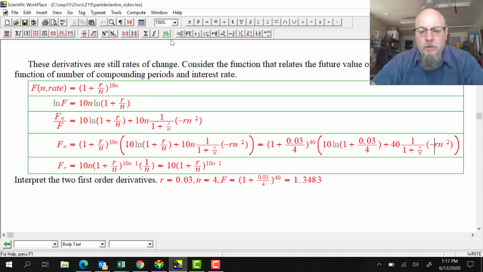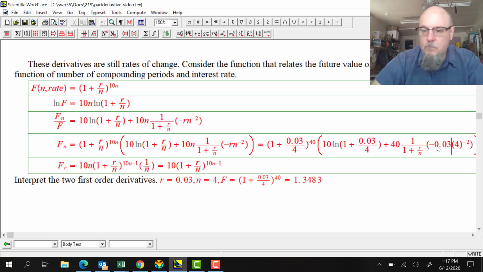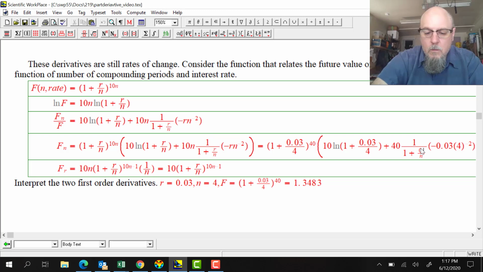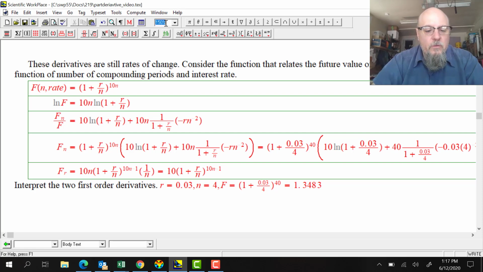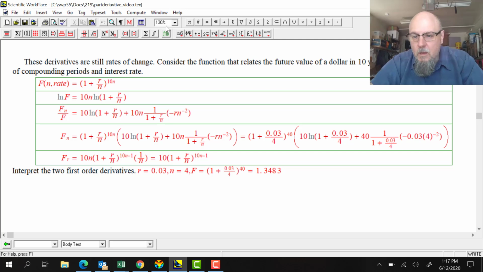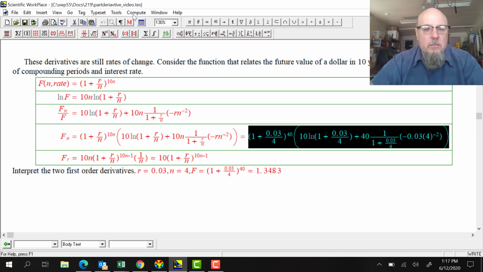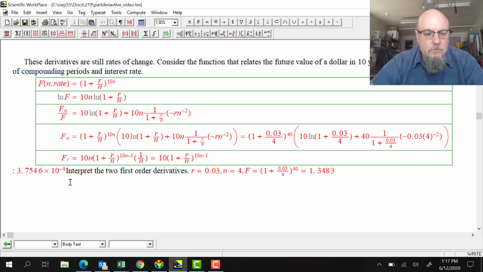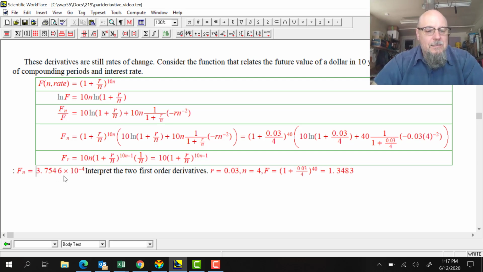Well, I got to go smaller here so we could see it. I'll make it bigger in a second, to have everything subbed in. So now this is the slope of the curve in the n direction. Small.